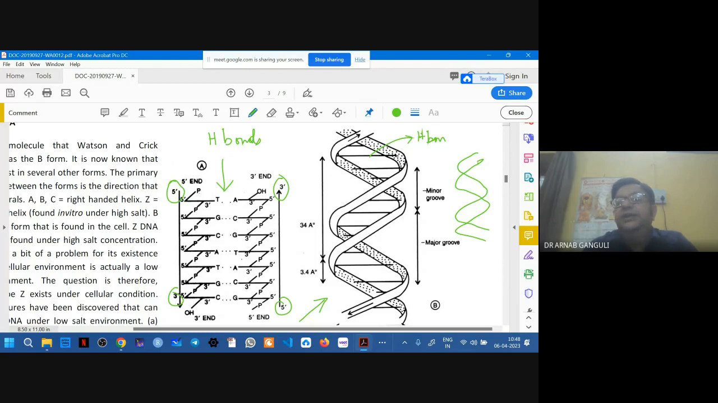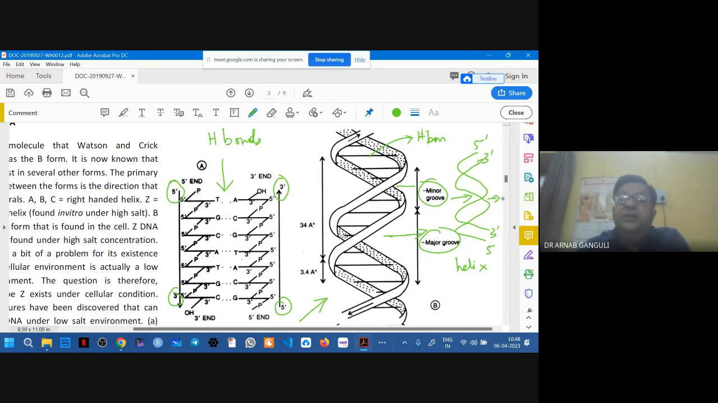This is the structure. One side is the 5 prime, 3 prime, and this side is the 3 prime and 5 prime. This is a helix. Helix configuration. So when you have this configuration, you have two types of grooves formed. This groove is known as the major groove, and this smaller groove is known as the minor groove. This is the minor groove. This is the major groove over here.